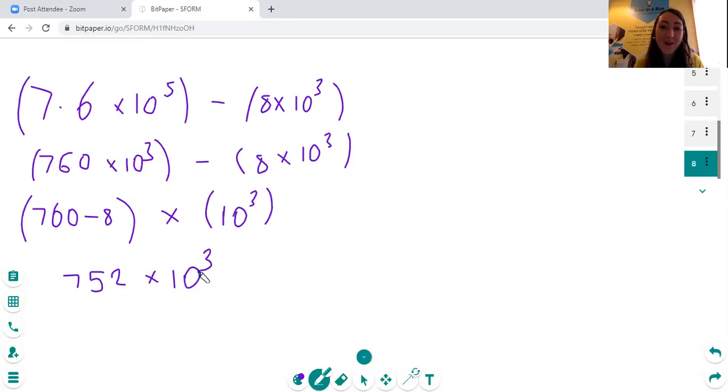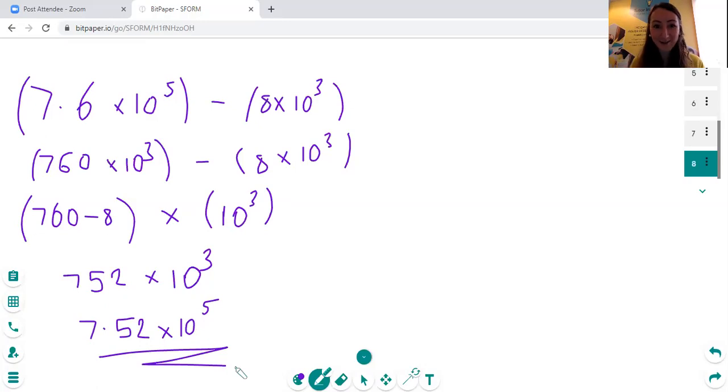And then we have to do that one final step, and we have to put it back into standard form. So in standard form, that becomes 7.52 times 10 to the power of 5. And that would be your answer, okay?